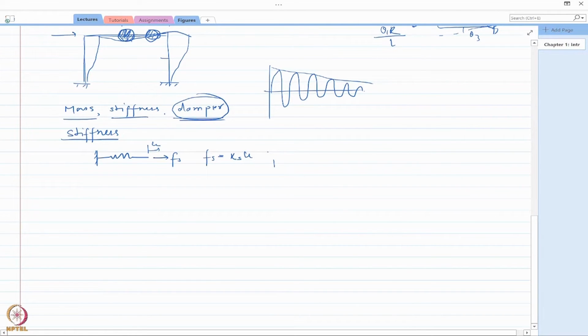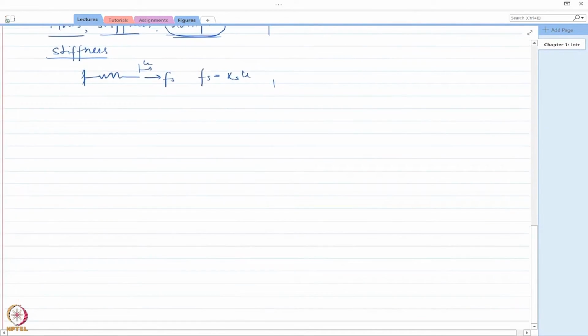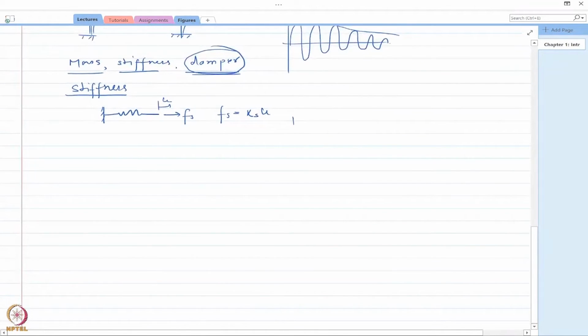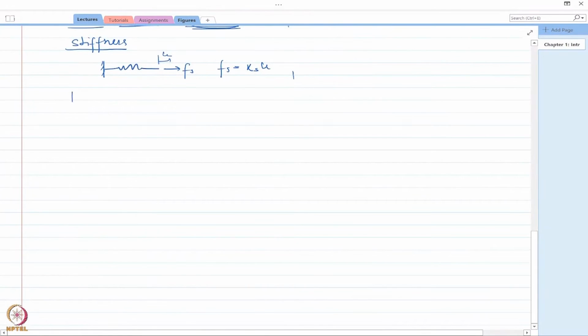Okay, nothing complicated about this one. Similarly, for any other type of structure as well, for example, let me take an example of a cantilever beam. So what I have here is a cantilever beam, and when I apply a load, let us say Fs here, you know that it will deform. And what is this deformation here?